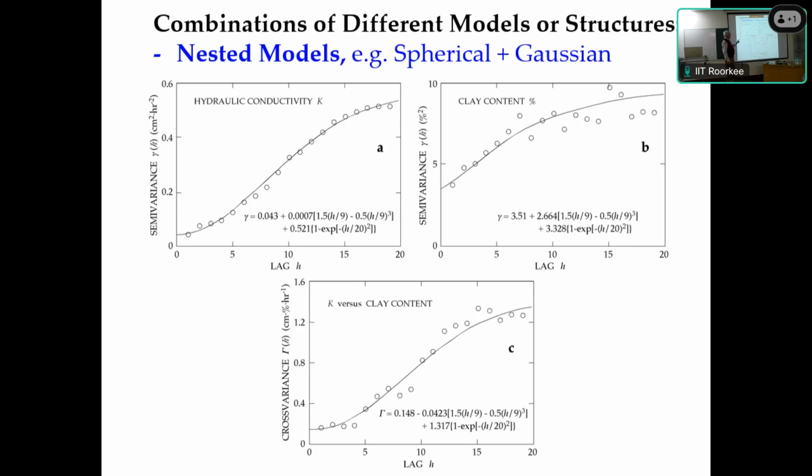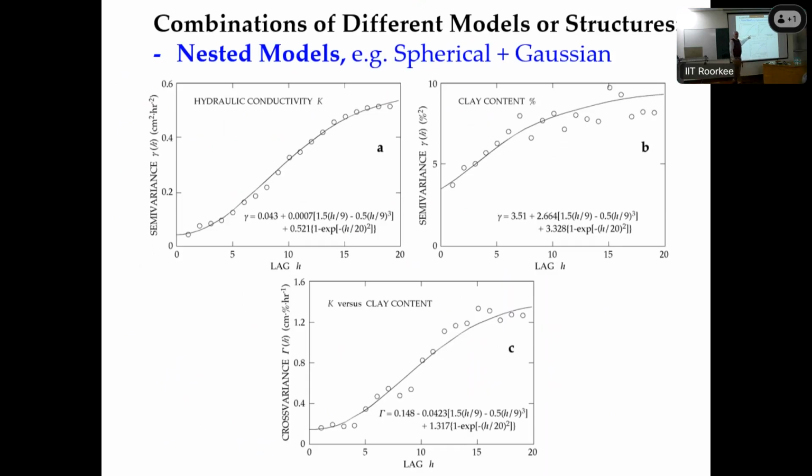So here, let me explain the structure. This one is the nugget variance, 0.043. Here, the nugget variance is 3.51. That's here. And for the cross variogram, the nugget variance is 0.148. So all have different nuggets. That's fine. Next comes C for the first structure. And from the equation that we have seen two slides ago, we know this is the spherical model.